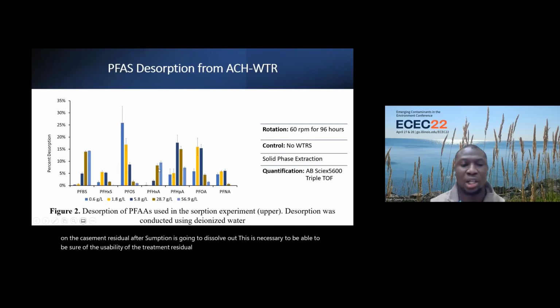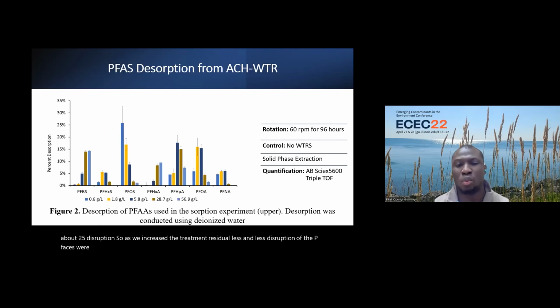What we saw was that the shorter chains seem to be dissolving more from the treatment residual, unlike the longer chains. The longer chains were dissolving less with increasing amount of the treatment residual. Take, for instance, PFOS here at the highest amount of treatment residual used, which is 56.9 gram per liter. We saw a little amount of desorption, about 2%, compared to when it was 0.6 gram per liter, when we saw about 25% desorption. So as we increased the treatment residual, less and less desorption of the PFASs was happening.